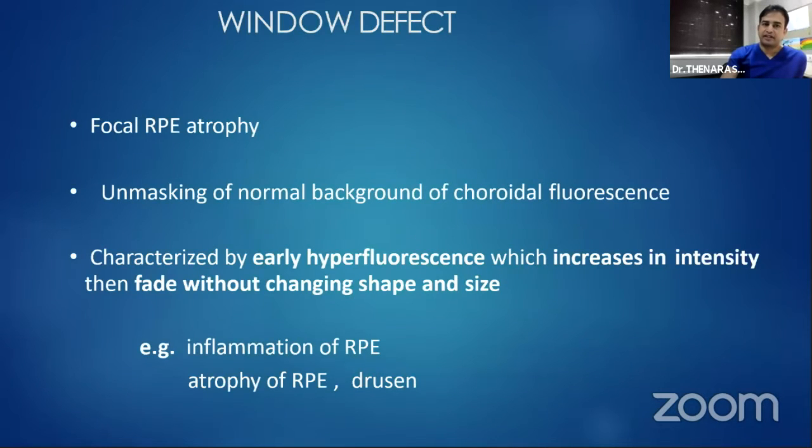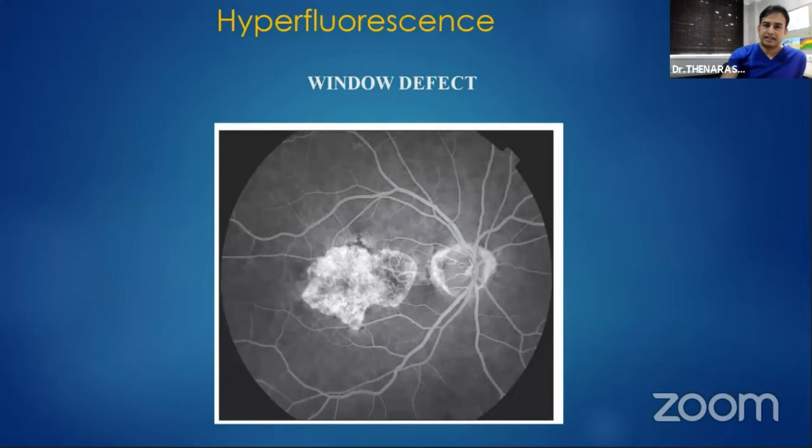So what is a window defect? It is an unmasking of the normal background choroidal fluorescence. This unmasking may be due to the absence of a layer in front of the choroid. It is commonly seen in atrophy of the retinal pigment epithelium. In this picture, there is a window defect, a focal choroidal atrophy in the macula, and you can see the normal choroidal fluorescence.